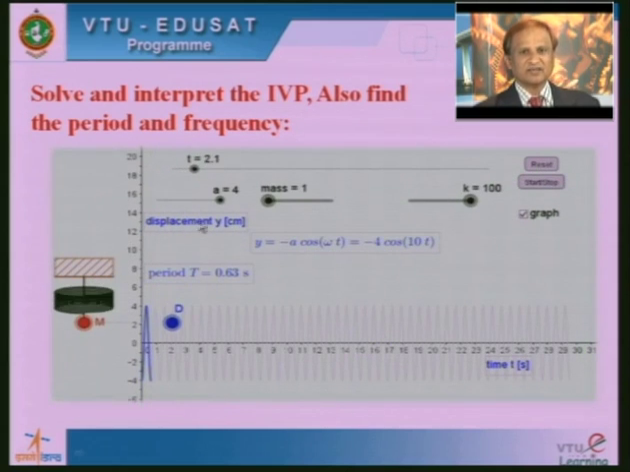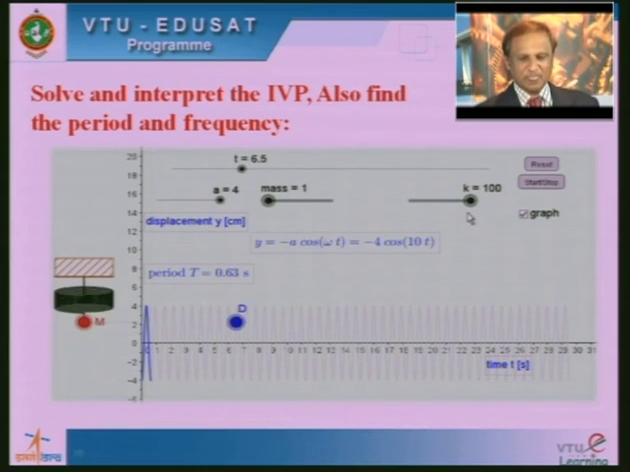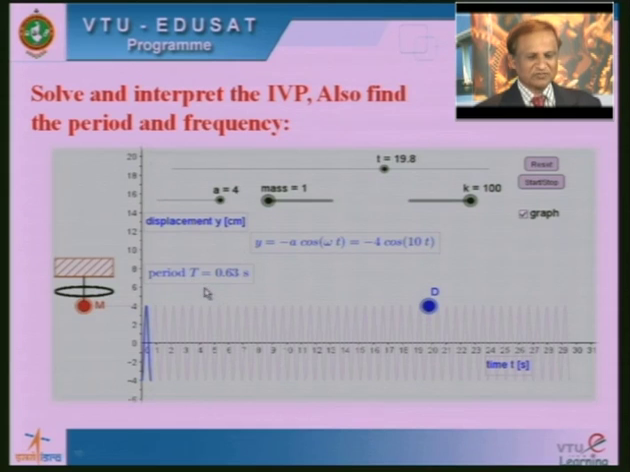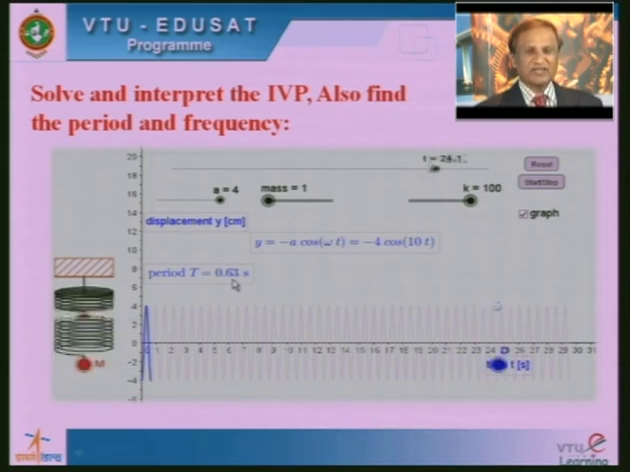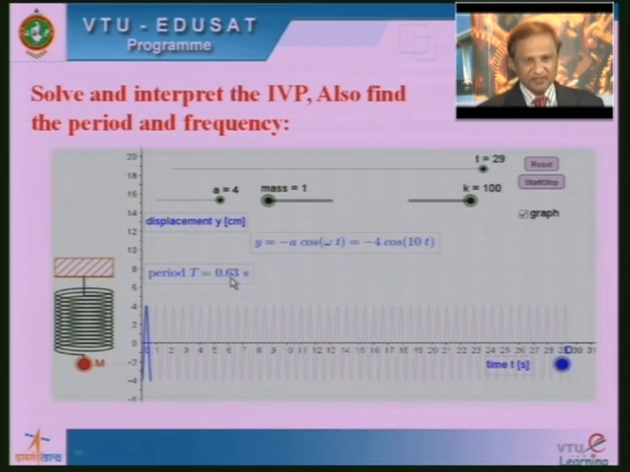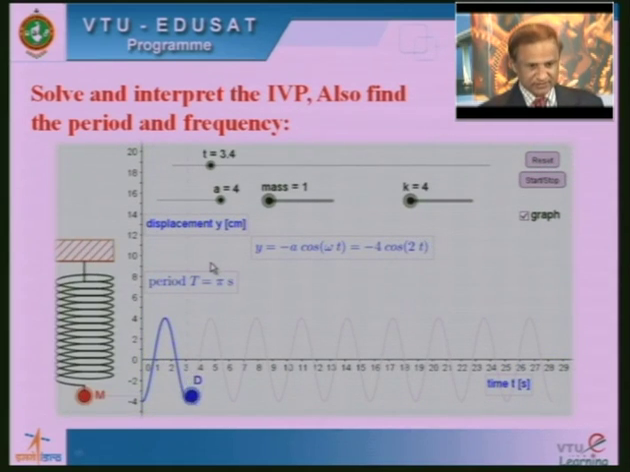Or you can change another parameter. I think I have changed k, the spring constant. Once again you will get more cycles. When we compare with the earlier graph, here we are obtaining more cycles, and you can observe the time. What is the period? The period is 0.63 seconds. Now we can observe all these things.